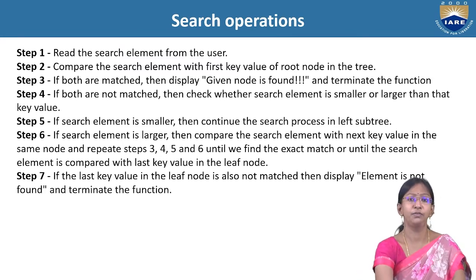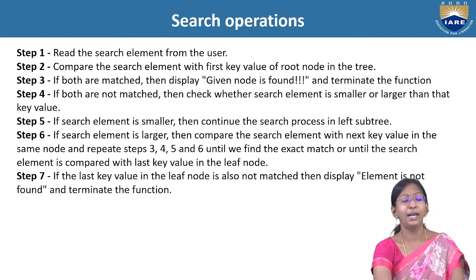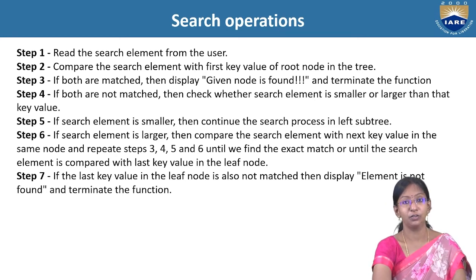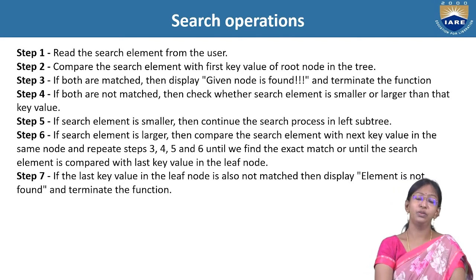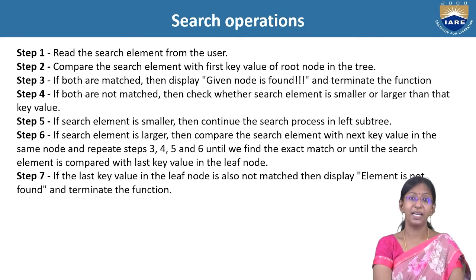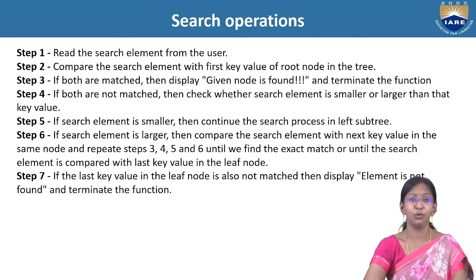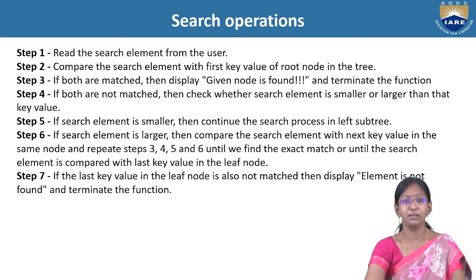If the element which you are searching for is not present in the node and it is less than the node, then go in the left hand direction. If it is greater than the node, go in the right hand direction. Once you reach a leaf node and still the element is not found, then you can simply display that the element is not found and terminate the function. This is the basic search operation which we have.